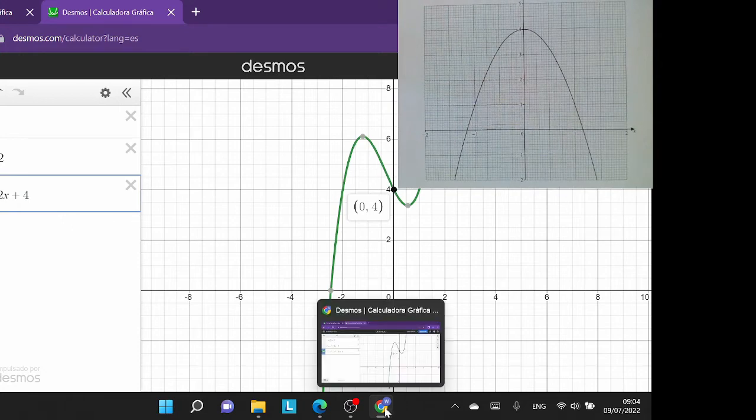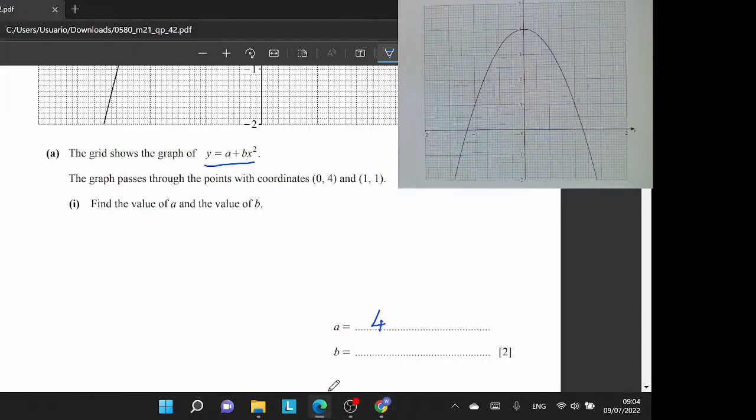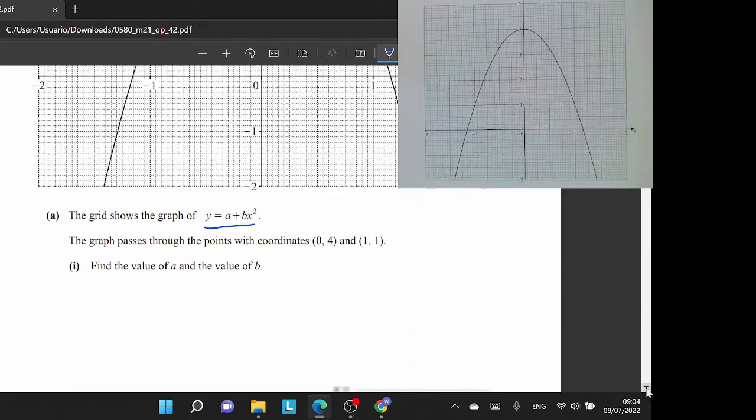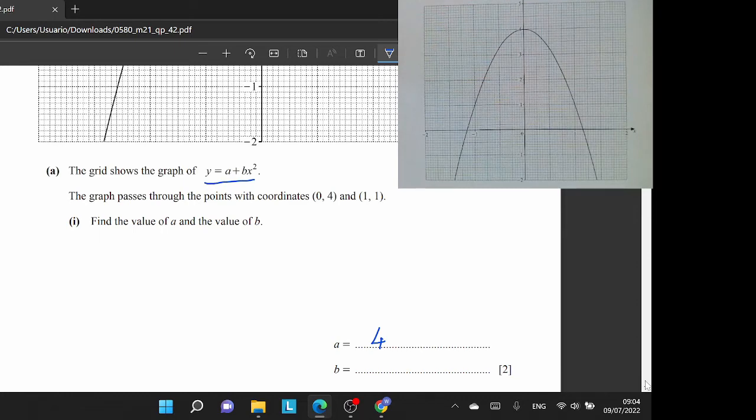So in our question, it is the same thing. My graph goes from 4 there, meaning that gives us the y-intercept. We know this because if we set x to 0 in our equation here, we'll get y equals a plus b times 0 squared. Now 0 squared is 0. 0 times b is 0. So that means y equals a. So wherever we cross the y-axis, that will be our a value.